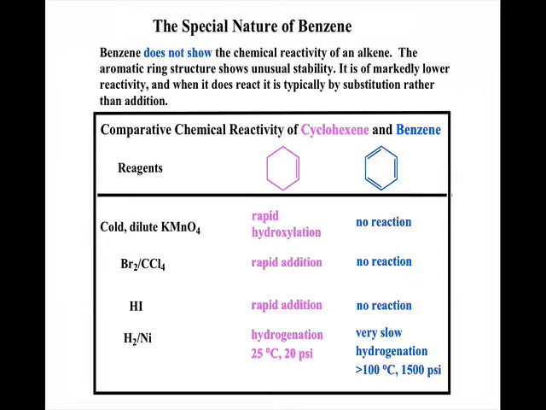Okay? But what we find is that if we take cyclohexene and we react it with cold potassium permanganate, we get rapid hydroxylation. What's the color of potassium permanganate? It's purple, right? And so when I add that to this and a reaction occurs, what happens to that purple color? It goes away.